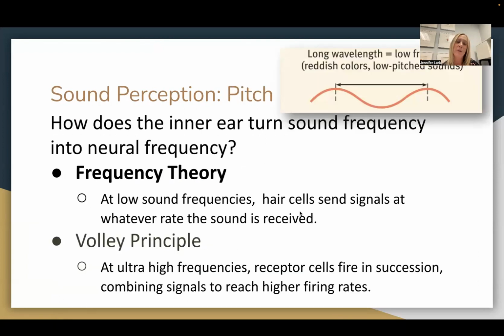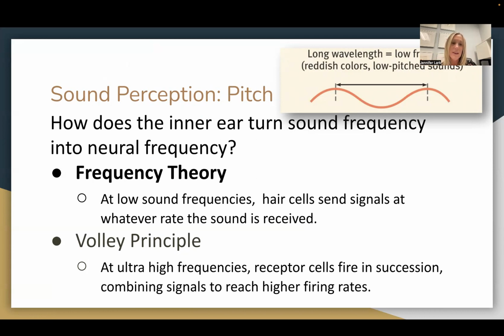When we think a little bit more about pitch, how does the inner ear turn sound frequency into neural frequency? So again, we talked about those wavelengths coming into the ear and being transduced into neural impulses. How does that transfer? There are two different theories that seek to explain how that occurs: frequency theory and place theory.